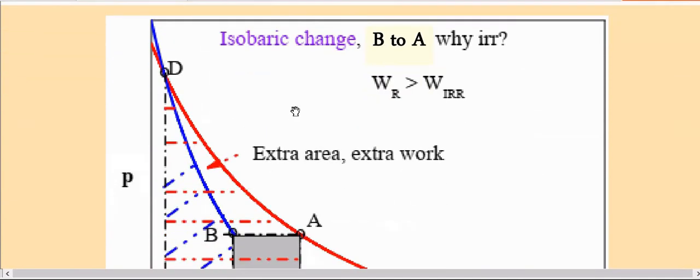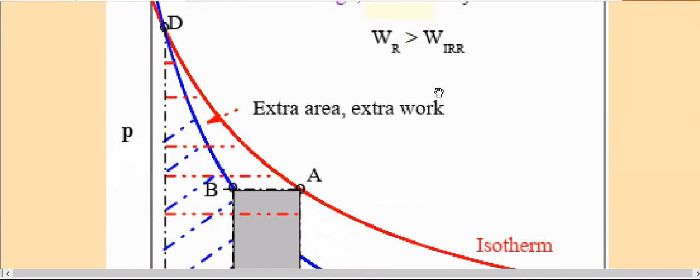Now, why? Consider this isobaric change, B to A. Why irreversible? Because we know that reversible work is the maximum possible work. So any reversible work is greater than irreversible work. From B, we go adiabatically along the reversible adiabatic line to D, and then along the reversible isothermal line.